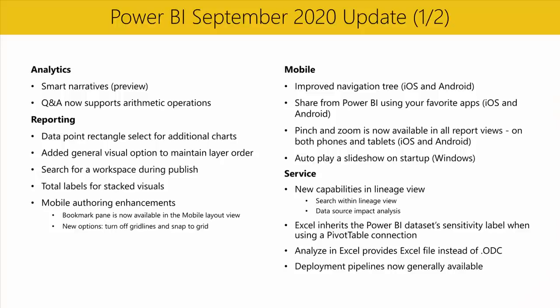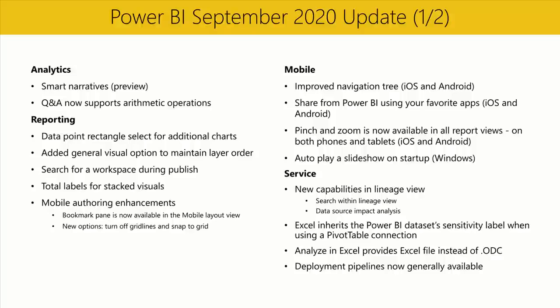We are also introducing 2 enhancements to the mobile authoring experience. First, in Mobile Layout View, you will now be able to open the bookmark pane and select a bookmark to see how it impacts the report in Mobile View. And second, we've added 2 options to the ribbon to remove grid lines and snap to grid. Now you can turn off grid lines if you want to see how the report would look on the canvas of a real phone. And you can ensure pixel-perfect positioning for your visuals by turning off Snap to Grid.